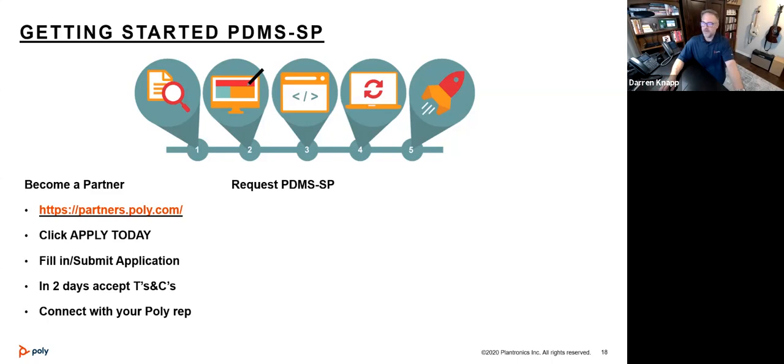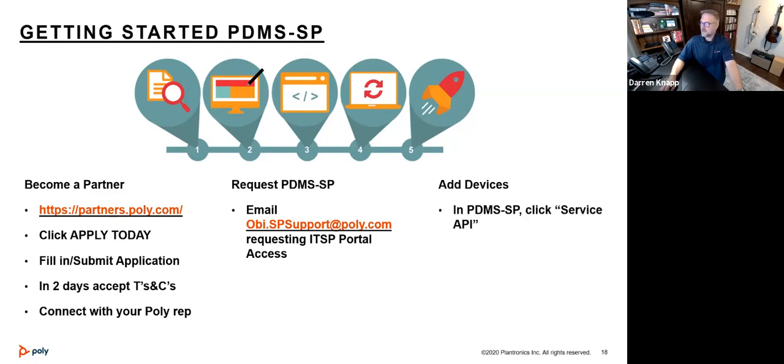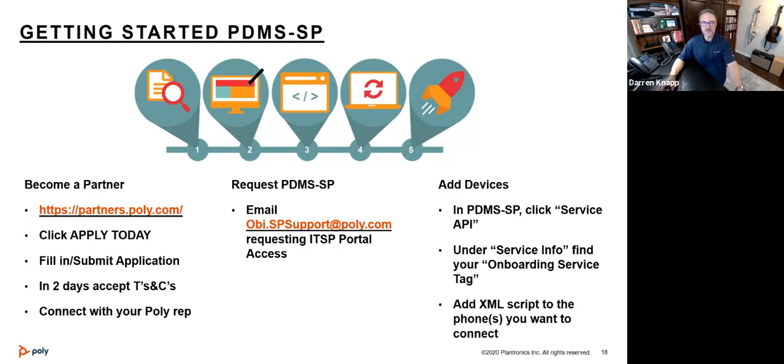Then once you're a Poly partner, you request PDMS-SP. You basically email ob.spsupport@poly.com. They're going to go back and verify that you're a partner. And if you are, you're going to get access. Then you add your devices. And the way you do that, in PDMS-SP, I'll show you this later when we do our demo, there's a thing called Service API, and that tells you what that custom little config looks like. And so you'd get that, and then you would go ahead and get your service tag, add it to your XML script, dump it into your phones, and you're off and running. Now all your phones are connected.